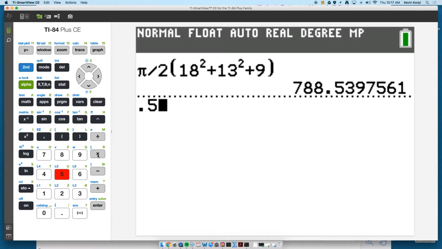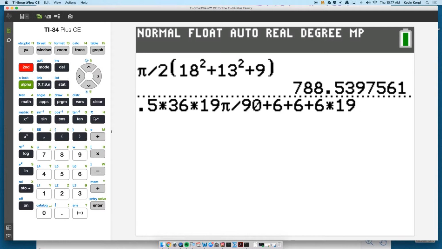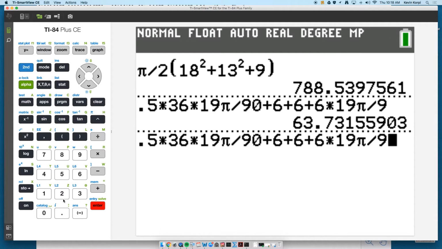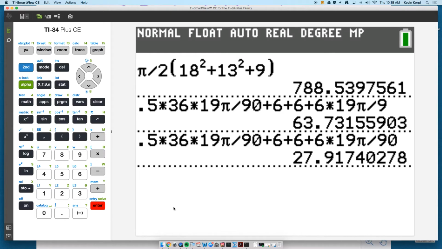I'm going to type in 0.5 instead of 1/2, times 6 squared is 36, I'm pretty sure of that, times 19 pi 90ths. You could have stored 19 pi 90ths as A, so you could save some keystrokes. But there's the area, and then plus 6 plus 6, which I know is 12, but I'll go ahead and do that, plus 6 times 19 pi 90ths. Hit enter, and you get the number. Oh, I put 90. Yeah, see, that's not an answer choice, thank goodness. 90ths. There we go. 27.917.